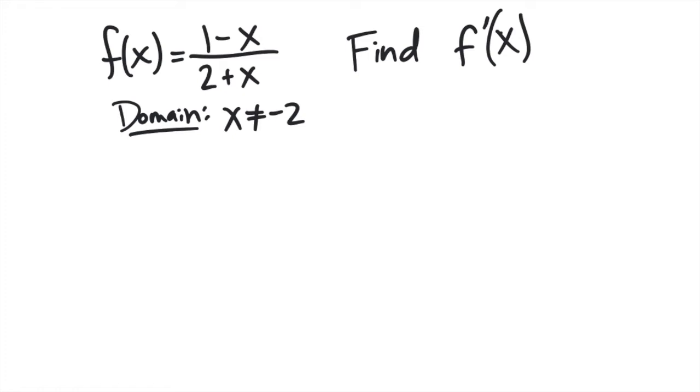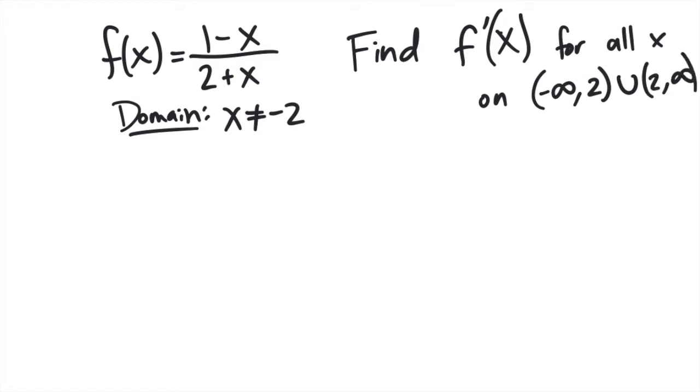So we're really not looking at f prime of x for all x. We're looking at find f prime of x for all x on the interval from -infinity up to -2 union -2 up to infinity. So -2 doesn't even count. We're not even including that value. It's just a good thing to note from the very beginning. But then we can go do the same things.